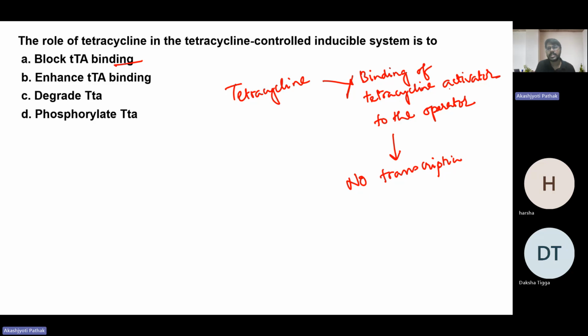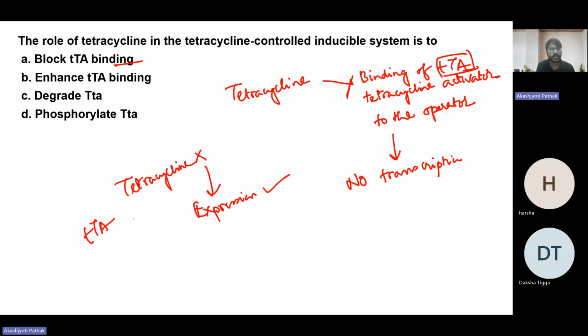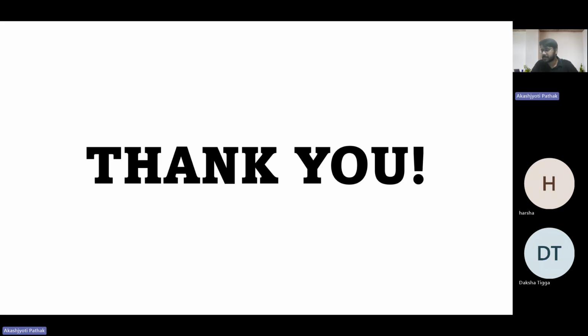Okay, this is this transcriptional transactivator. This transcriptional transactivator binding to the operator is blocked by tetracycline. So there will be no expression. While if your tetracycline is not present, then your expression can take place, because your tetracycline transactivator can bind to your operator and your expression can start. So answer is A. Okay, so that was all for today.